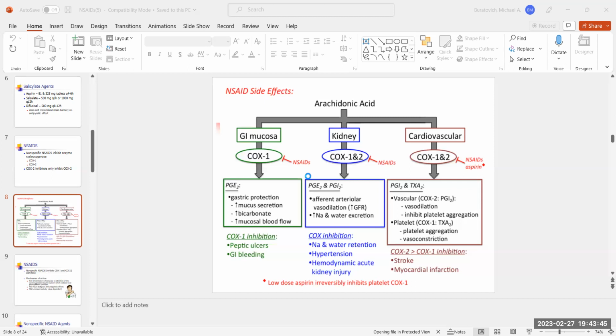All right, this is time for us to take our break. So we'll take our break, come back, talk about acetaminophen. Then we will talk about the other non-opioid analgesics.